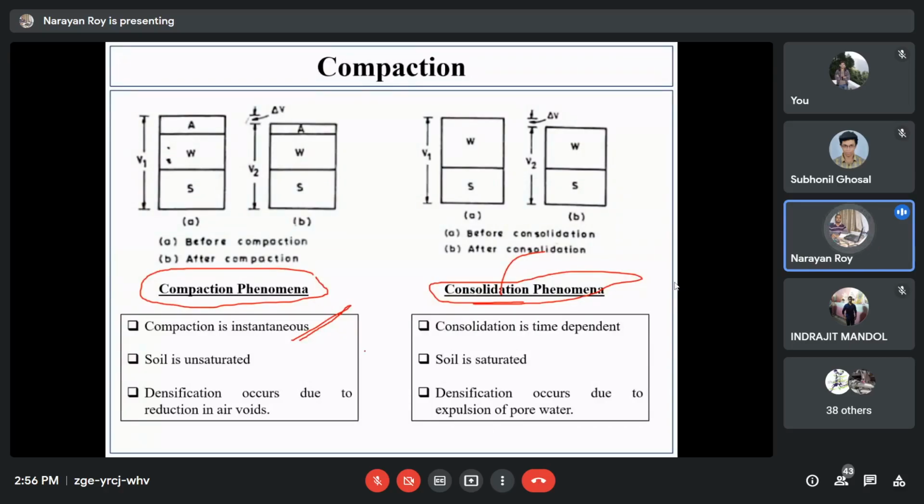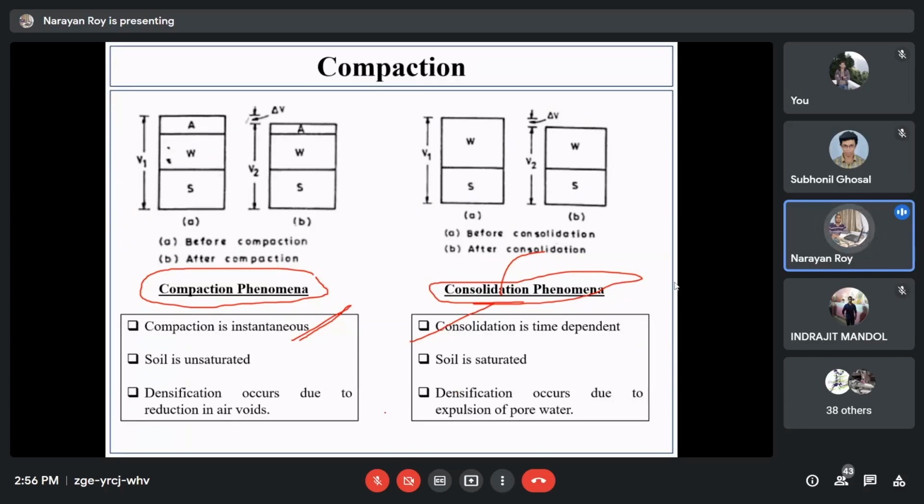On the contrary, consolidation is basically a time dependent phenomenon. Time dependent means it will keep on happening over a long period of time. So once you apply the load, the dissipation of pore water pressure will take a longer time. That's why consolidation is a time dependent phenomenon.